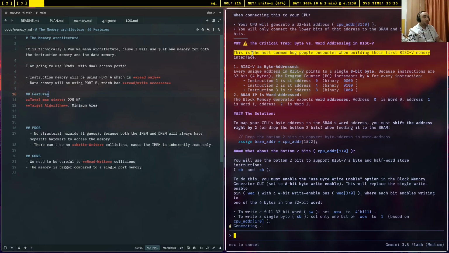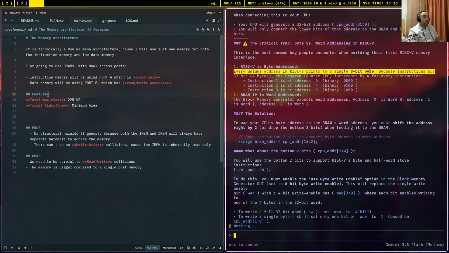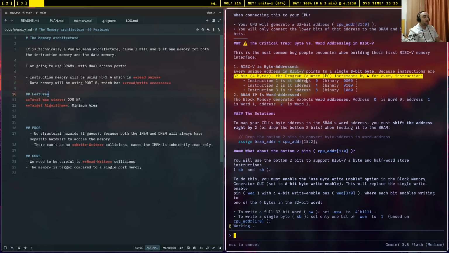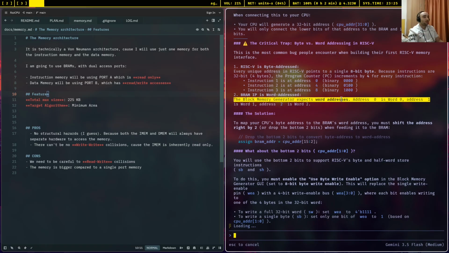This is the most common bug people encounter when building their first RISC-V memory interface. RISC-V is byte addressed. Every unique address in RISC-V points to a single 8-bit byte. Because instructions are 32-bit, the program counter increments by 4 for every instruction. Yes. VRAM IP is word addressed. The block memory generator expects word addresses.